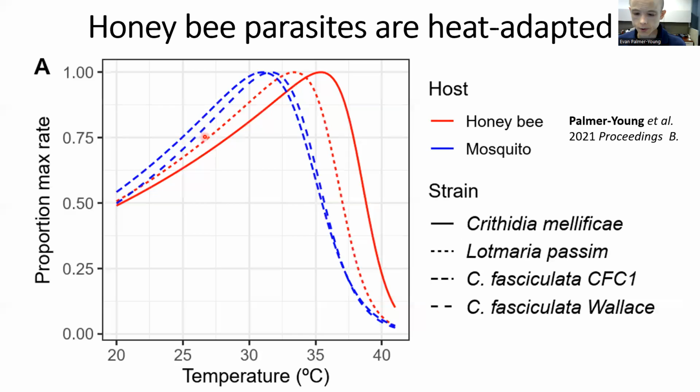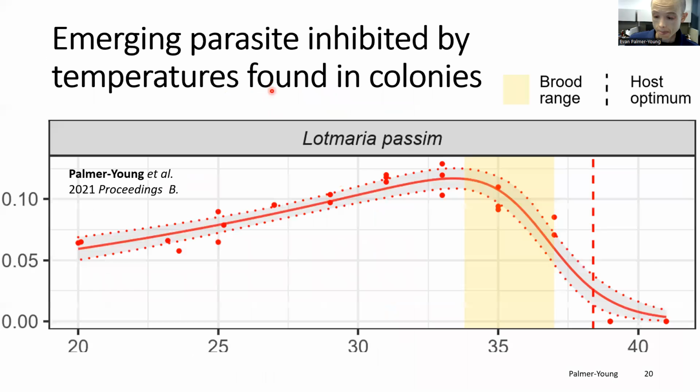Here are the responses of growth to temperature in the honeybee parasites in red and the mosquito parasites in blue. Crithidia mellificae, the honeybee parasite described in the 60s, had the highest heat tolerance, and actually higher than any insect-specific trypanosomatid studied to date. Both bee parasites in red were more heat tolerant than the parasites of mosquitoes, indicating that the high temperatures of the bee colony could provide protection against non-specialist parasites.